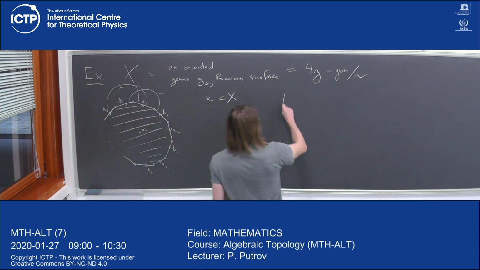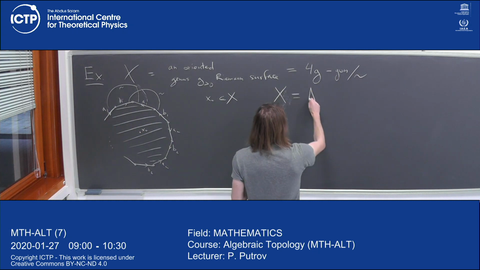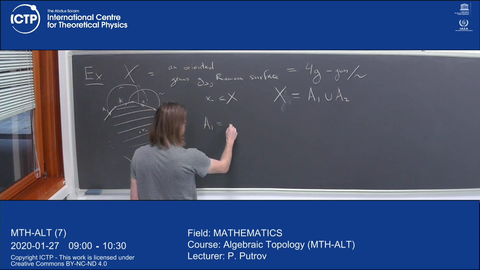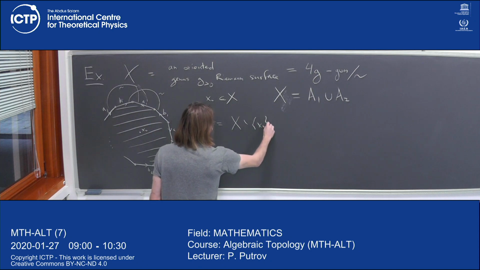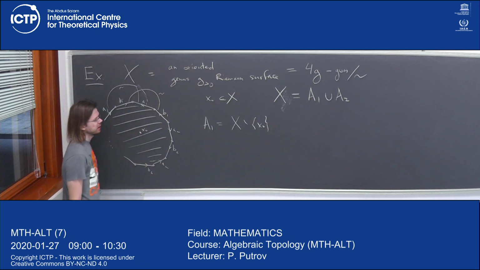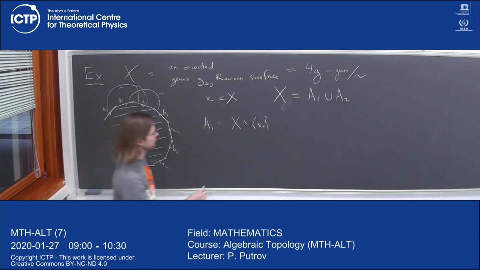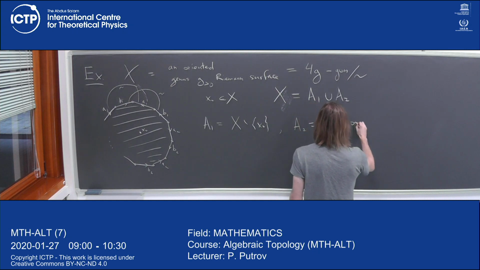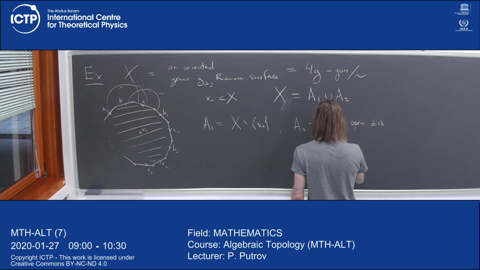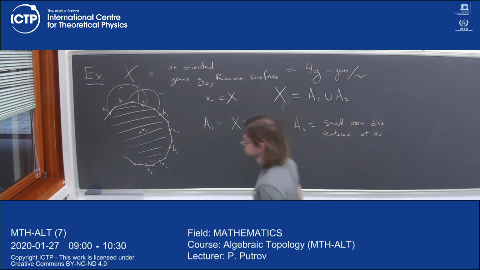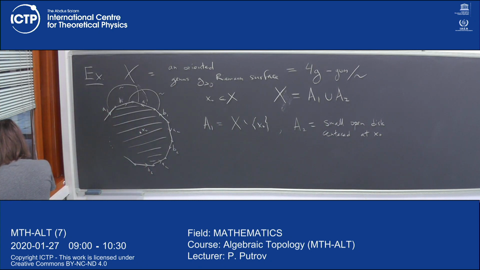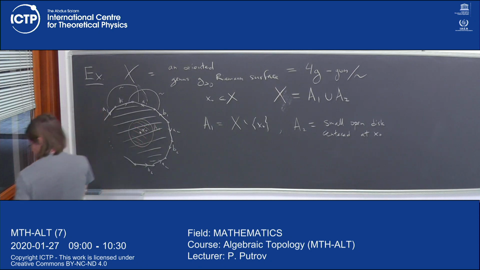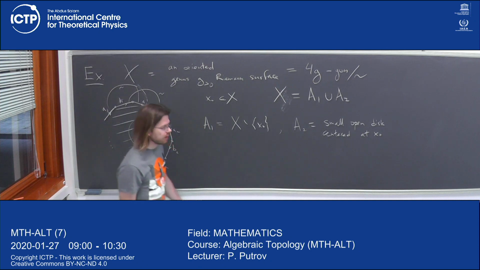And what I want to do, I can cover the whole X just by two subspaces. The first, A1, I just take the complement of my point. I just cut out this point. So this is already something we know about. And A2, let me take it to be a small open disk centered at x0. So it satisfies all the conditions of the theorem.